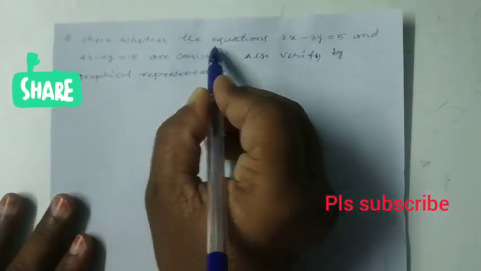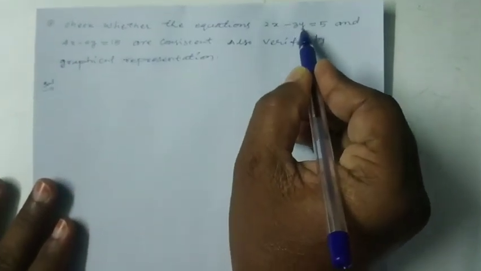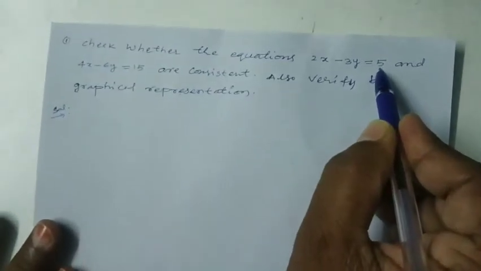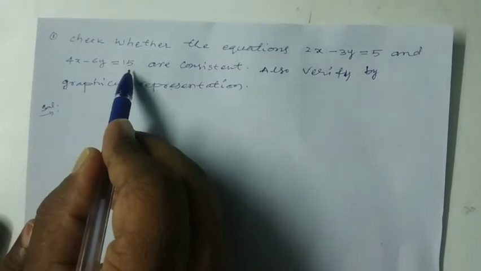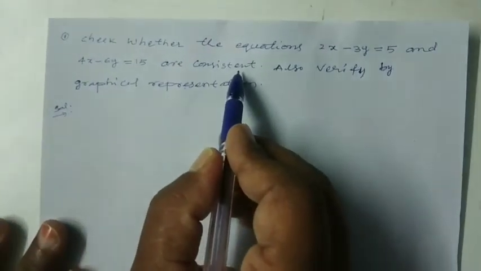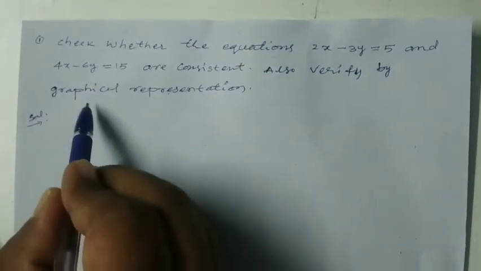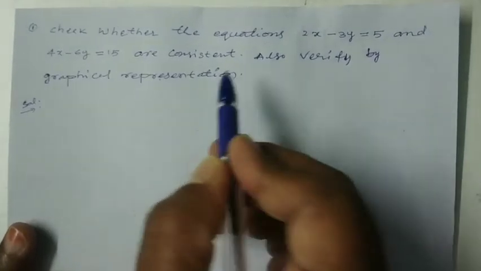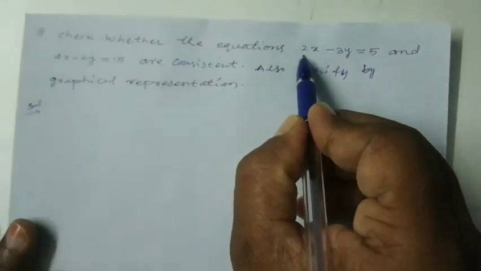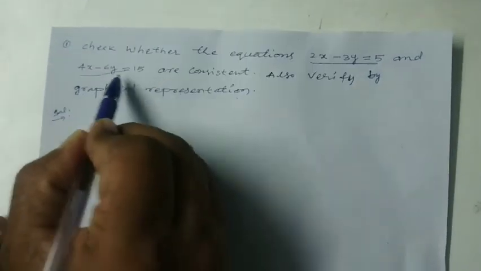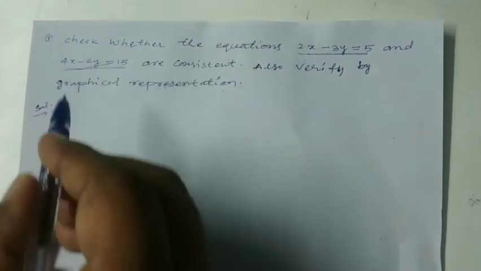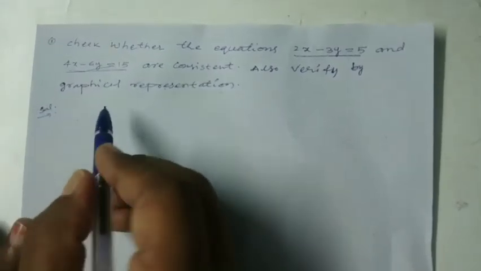Check whether the equations 2x minus 3y equals 5 and 4x minus 6y equals 15 are consistent. Also verify the graphical representation. First of all, we have to observe the given two equations. They are not in standard form. Now we are going to write them in standard form.